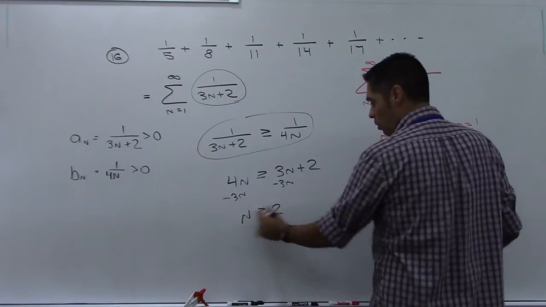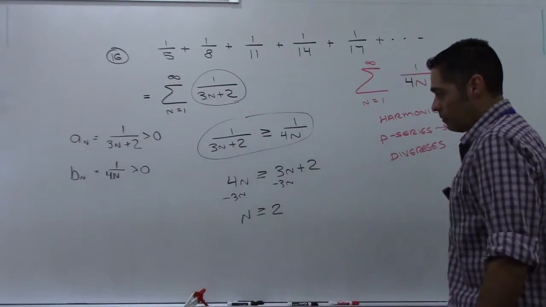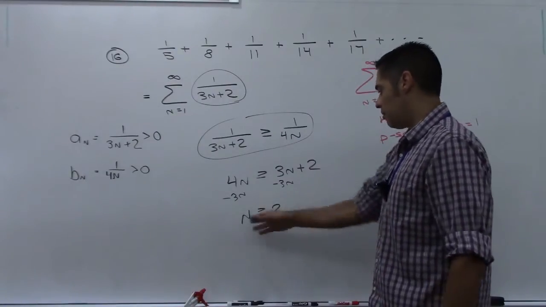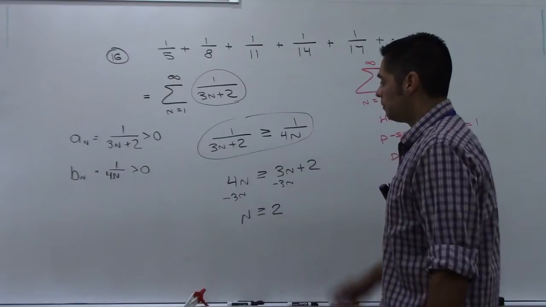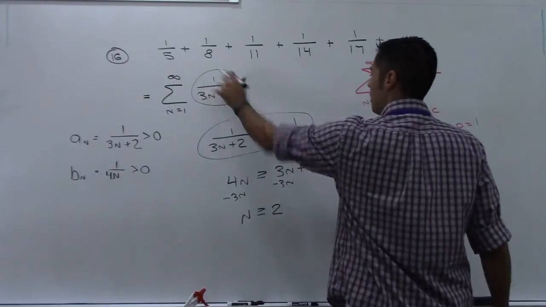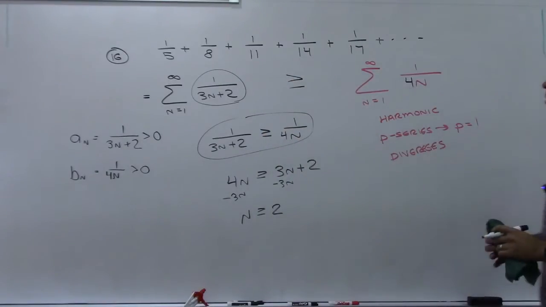So this would only work, right? This inequality would only work when n was bigger than or equal to 2, right? If n is 2, it's true. If n is 3, it's true. If n is 4, it's true. So eventually, this is true, which means that our series is always bigger than or equal to this series, and if this series goes to infinity, so does that one.